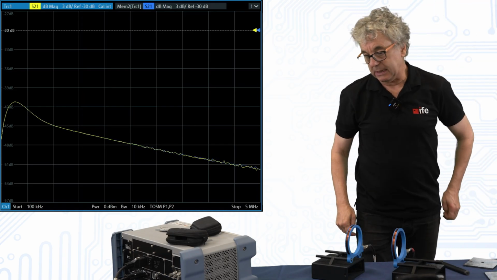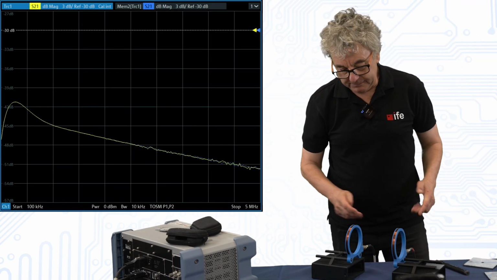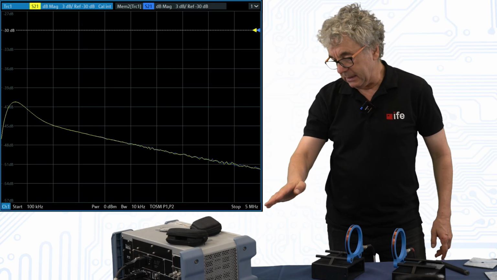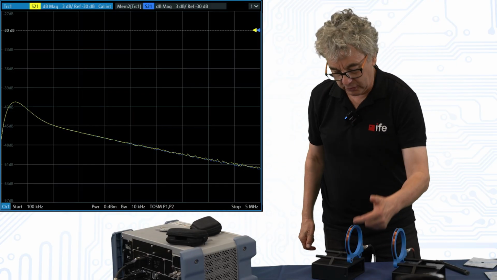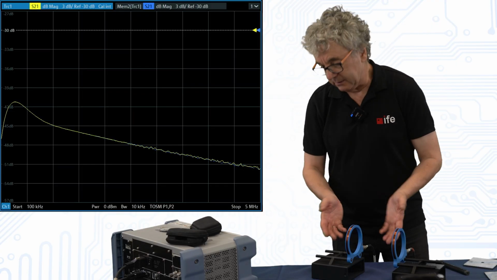Right now in the network analyzer we see the coupling. The coupling at lower frequencies goes up, and later it decays. It decays because simply the inductance of the coil is so high that the current diminishes.